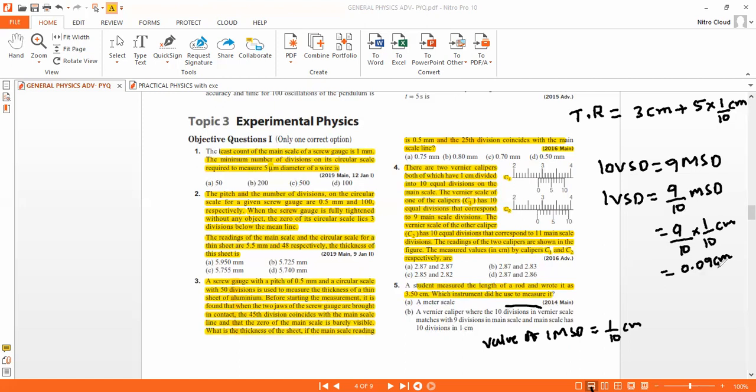Value of one main scale division is 0.1. Suppose if it meets, that means this 3 centimeter it is possible. And then next, we need to check each and every option, like what we do in multiple correct questions, or more than one option.